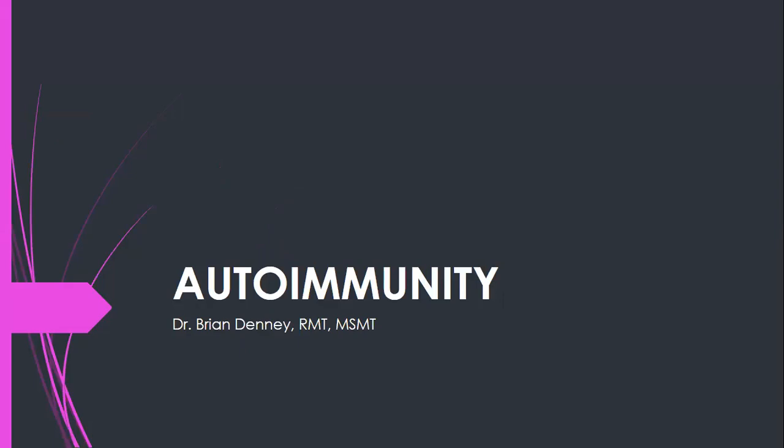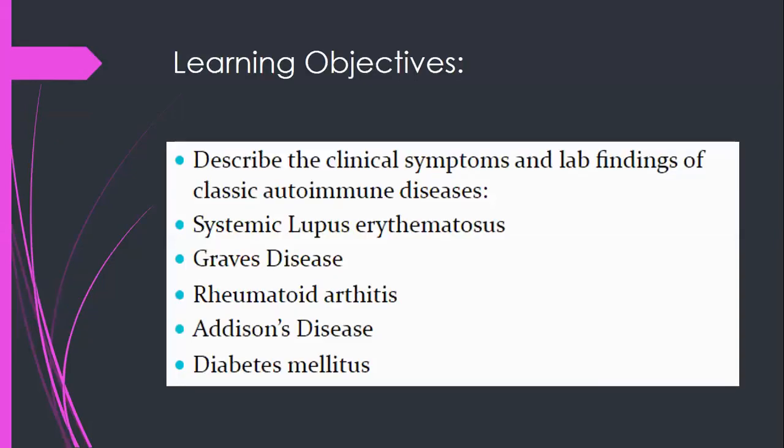For this lecture, I will be discussing the most common autoimmune diseases. So these are the learning objectives for today's topic. Your competencies would involve being able to know the basic pathophysiology of the following autoimmune diseases: SLE, Graves' disease, rheumatoid arthritis, Addison's disease, and diabetes mellitus. Although there are a lot of autoimmune diseases, my discussion will revolve around these common diseases.